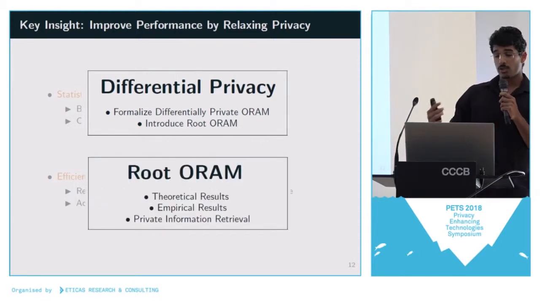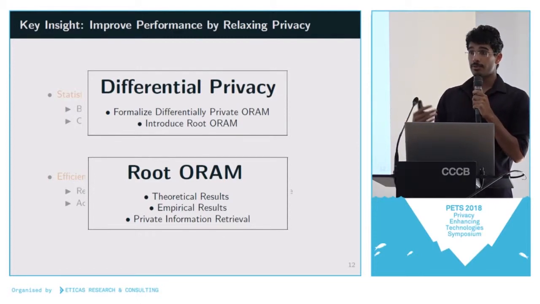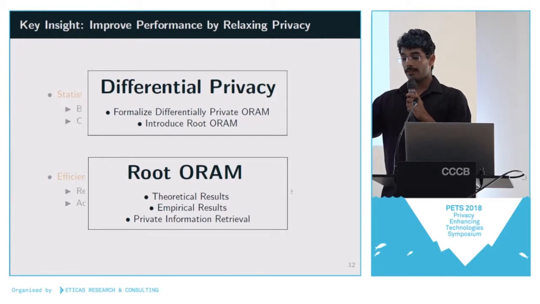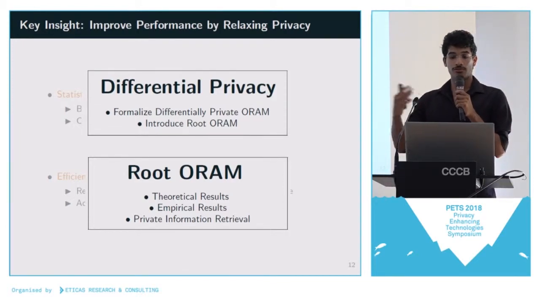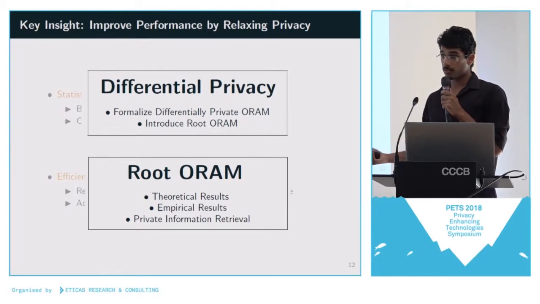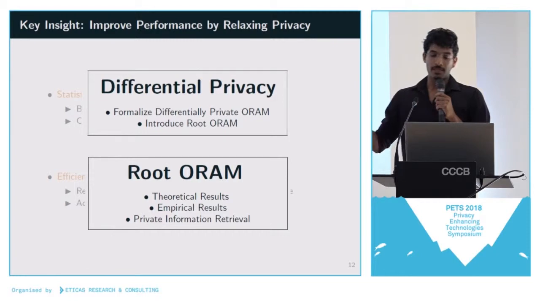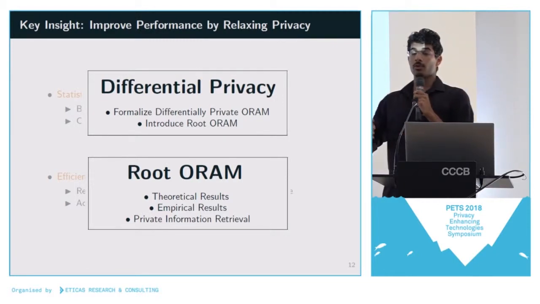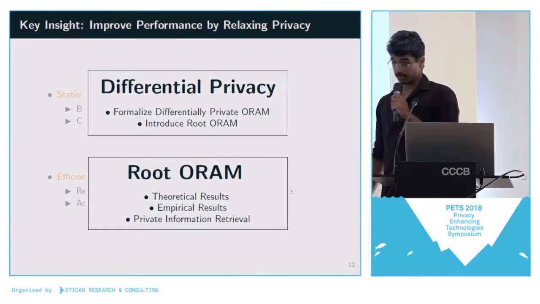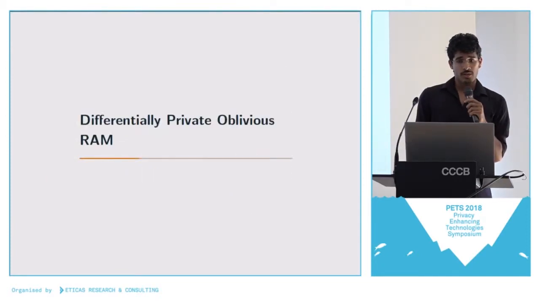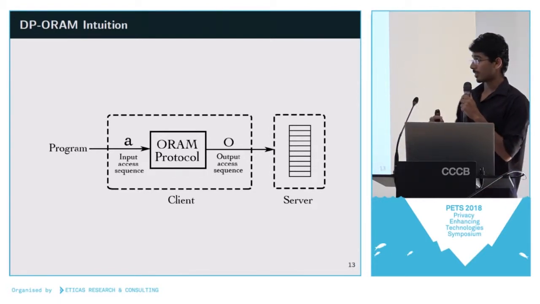In the second part of the talk, I will talk about Root ORAM, which is this family of protocols. I'll give some theoretical and empirical results which talk about giving security guarantees about quantifying the privacy loss of these ORAMs, and also about the performance benefits we get on the other hand. And finally, I'll talk about an application of DP-ORAM which showcases the utility of that for the application of private information retrieval.